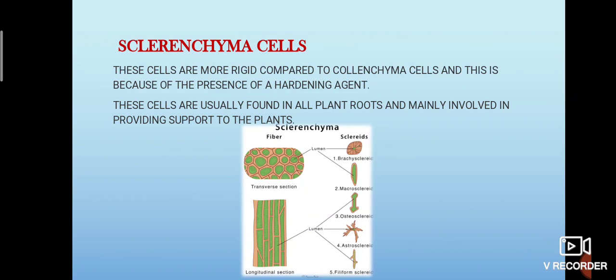Sclerenchyma cells. These cells are more rigid compared to the collenchyma cells, and this is because of the presence of a hardening agent. These cells are usually found in all plant roots and mainly involved in providing support to the plants.